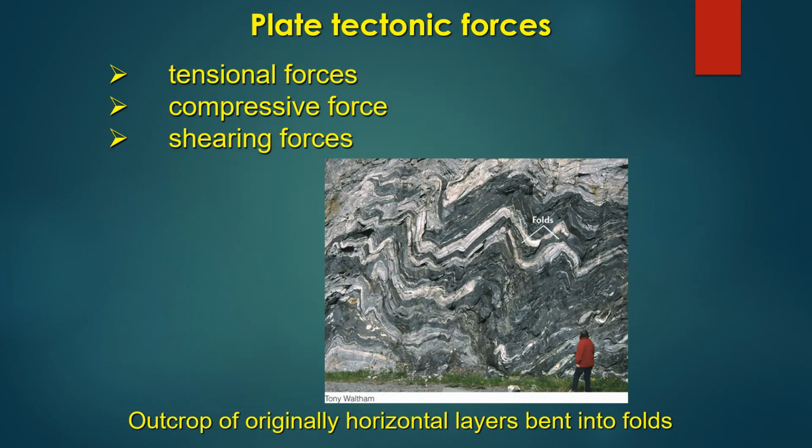Now let's talk about the plate tectonic forces. There are three types of active plate boundaries, including convergent boundaries, divergent boundaries, and transform boundaries. Each type represents a type of relative motion between the plates. The relative motions are driven by different forces. In convergent plate boundary settings, the force is a compressive force. In divergent boundaries, it is a tensional force. And in transform fault boundaries, the driving force is a shearing force.